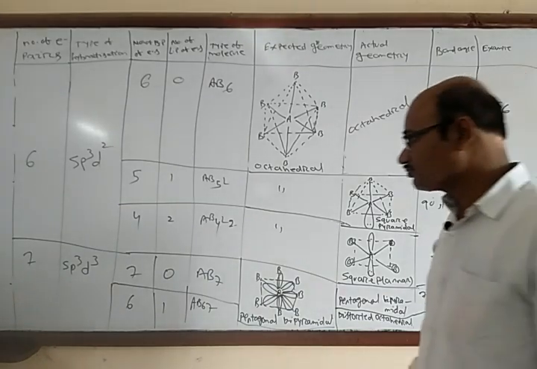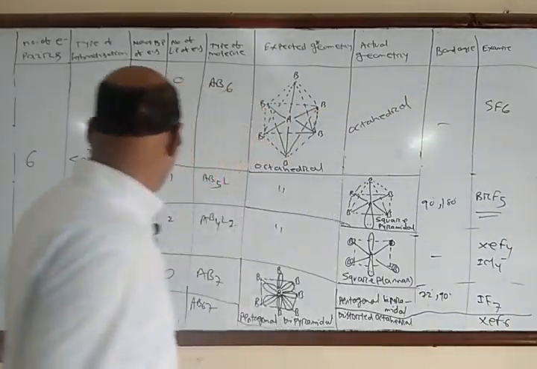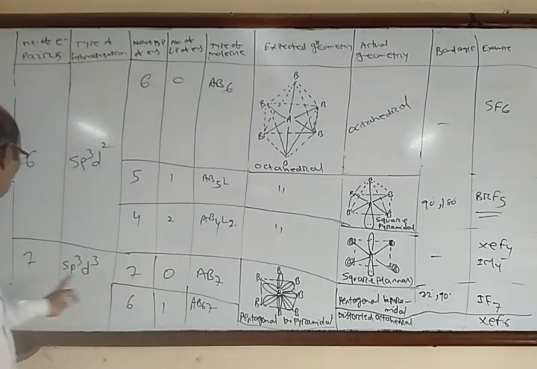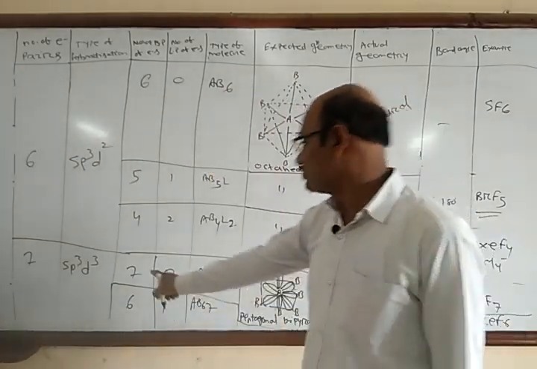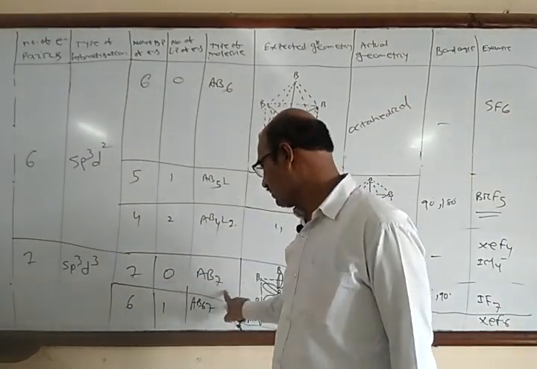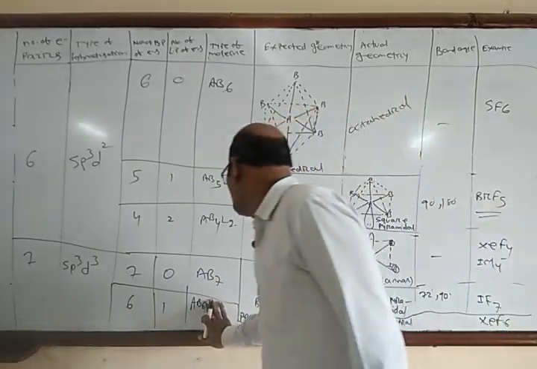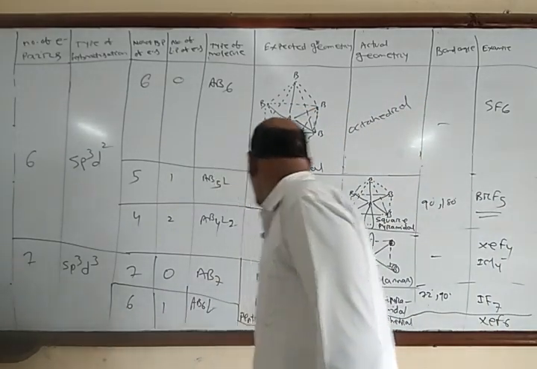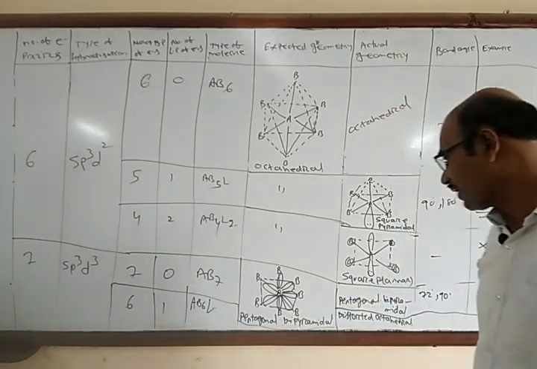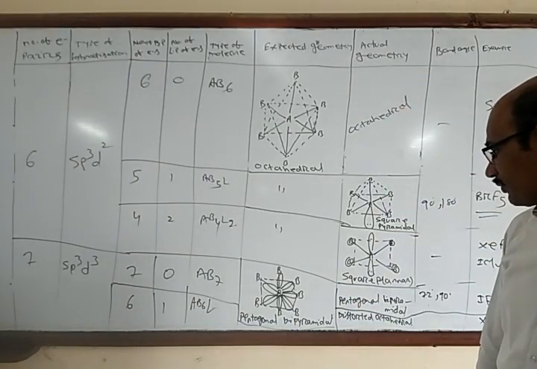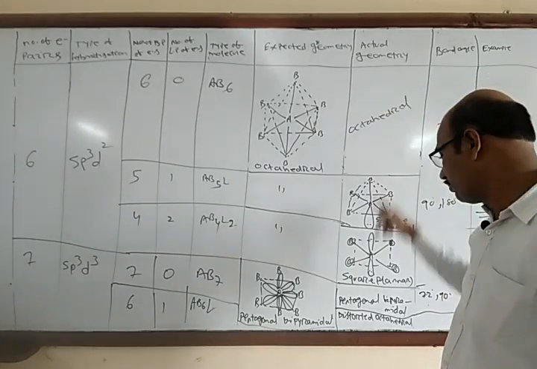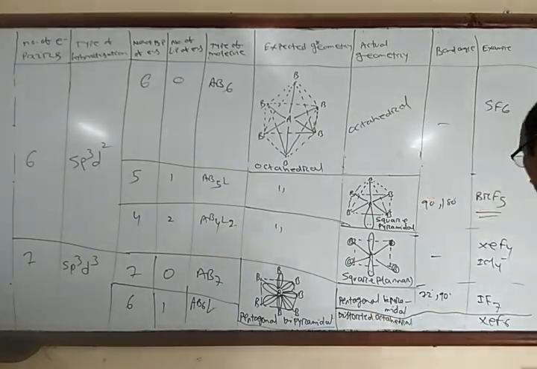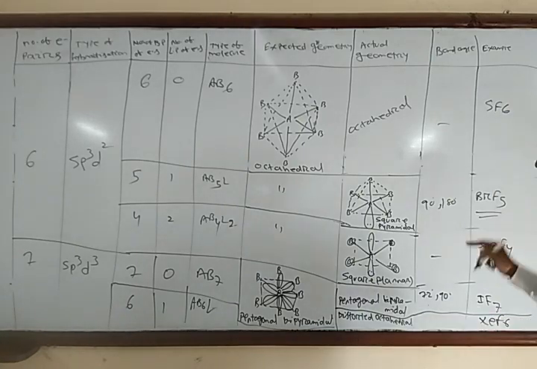And when we have 7 electron pairs, sp3d3 hybridization, we have 7 bond pair, 0 lone pair, AB7 type, and here the geometry is what? Pentagonal bipyramidal. The actual geometry is also pentagonal bipyramidal. IF7 is the example.